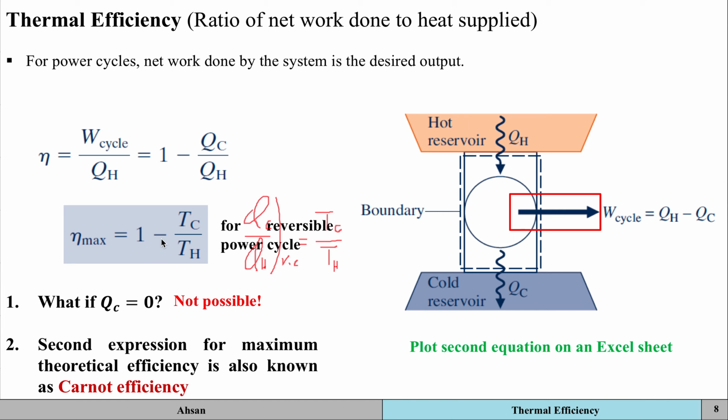What I want you to do is go ahead and get on Excel and plot this equation. Fix, let's say, a temperature for Tc, and fix an array of, let's say, 10 different temperatures as Th, and see what the maximum efficiency is that you're going to get.